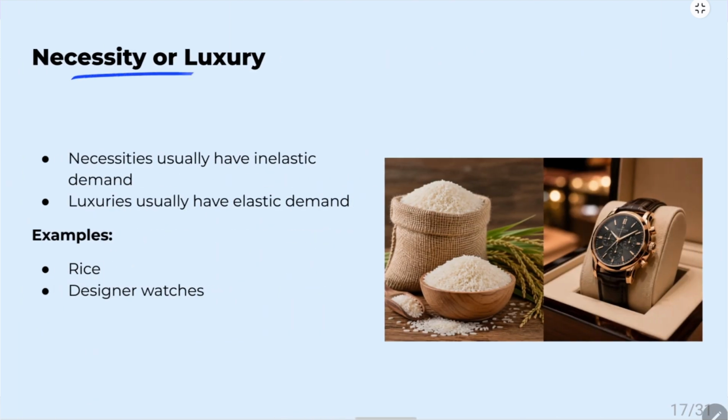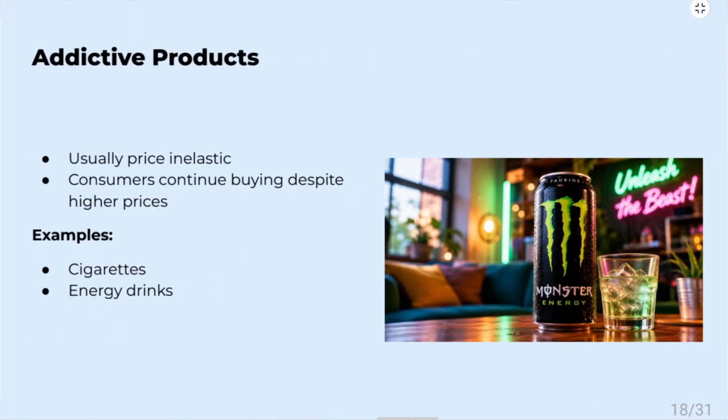Necessity or luxury. Necessities usually have price inelastic demand because consumers need them for daily life. Luxury products usually have elastic demand because consumers can live without them. For example, rice is a necessity, so people continue buying it even if prices increase slightly. However, designer watches are luxury goods, so consumers may stop buying them if prices become too expensive. This means luxury products are usually more sensitive to price changes.